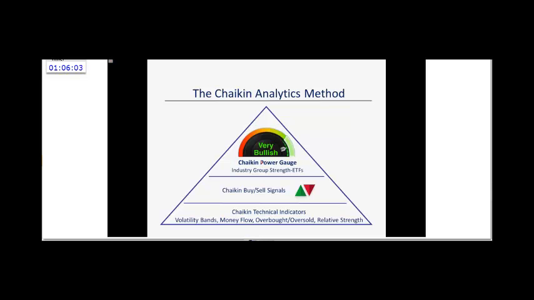So the five-step method that we talked about is encapsulated in this pyramid. At the top of the pyramid is the Chaikin Power Gauge rating. We synthesize all of the important fundamental factors down to a power gauge display that looks like the gas gauge on your car. It goes from very bearish or red to very bullish. And we're going to get into what's involved in that in a minute, because in order to buy into the Chaikin methodology, you've got to believe that the power gauge rating works.